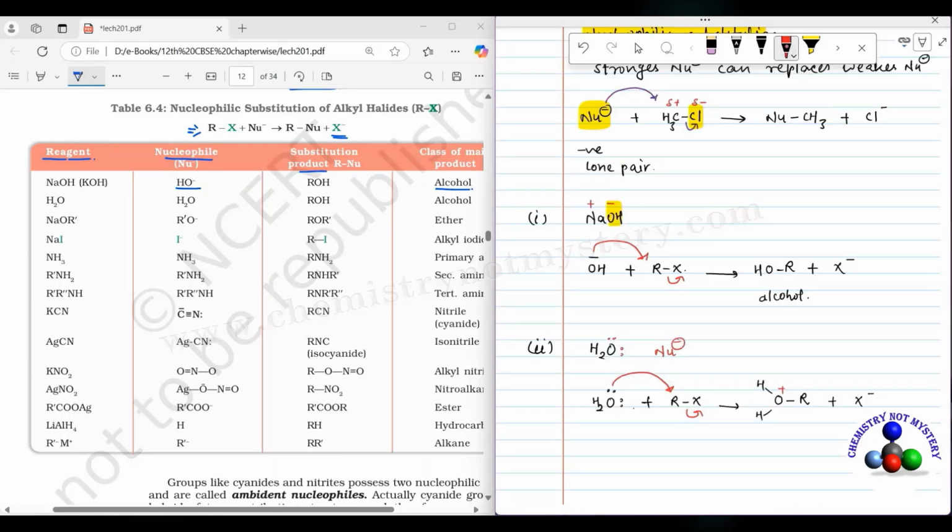To neutralize the charge over oxygen, hydrogen is removed in the form of H plus ion. So it will donate its bonding pair to oxygen and as a result of it you will get OHR. So this is again alcohol.